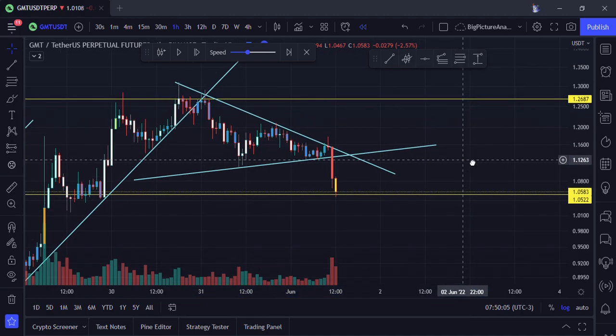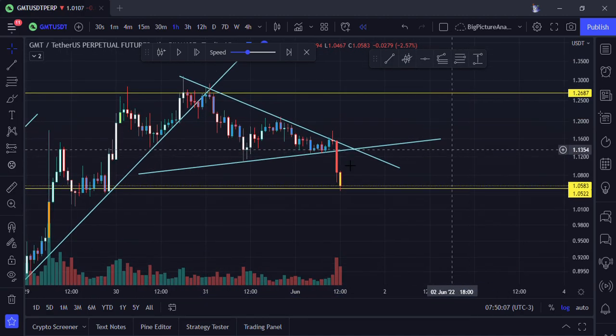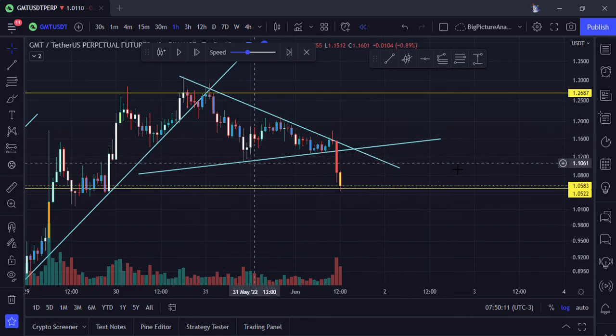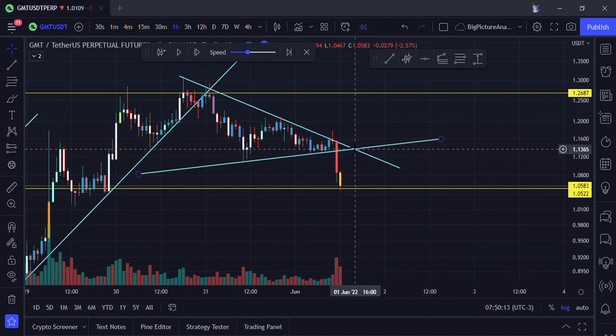I didn't draw it, but you could have drawn. And in the end, you saw this before. It's a symmetrical triangle. The price might go up to the next resistance. The price might go down to the next support.